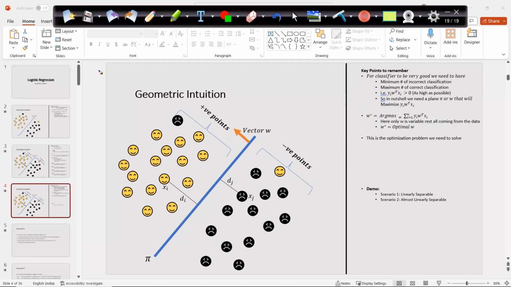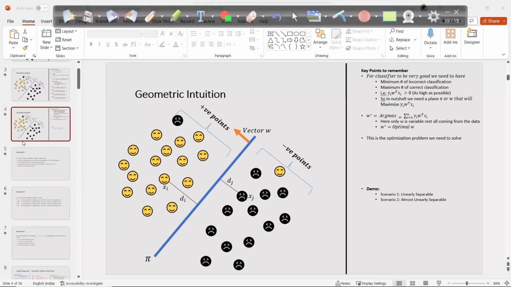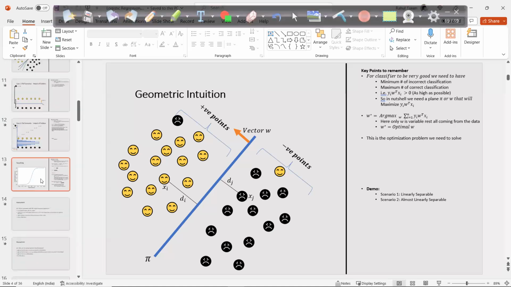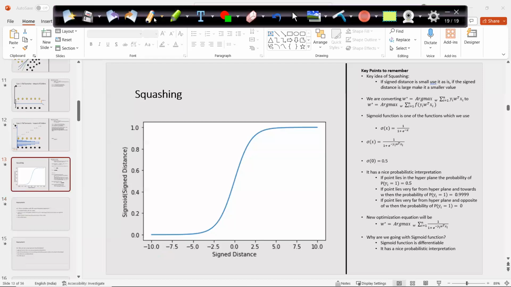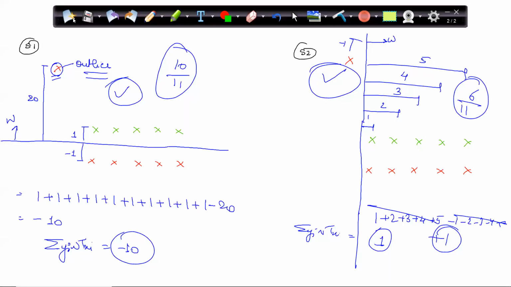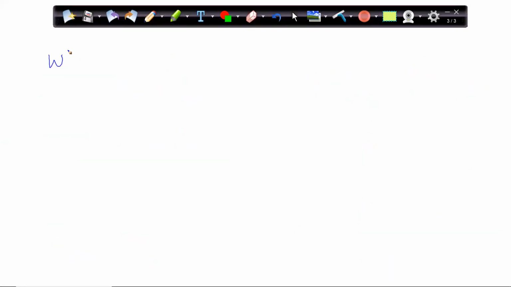Now, how to solve this problem? How can we proceed further and solve this problem of outlier? So they have come up with the idea called the sigmoid function. This is my sigmoid function, 1 upon 1 plus e raised to power minus x. So they said, okay, I want to find the best w, which will maximize the summation of i equal to 1 to n of yi w transpose xi.